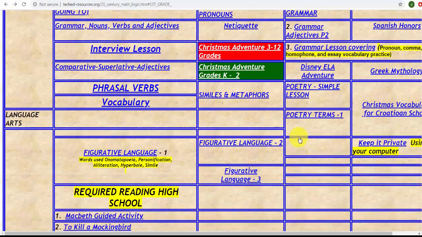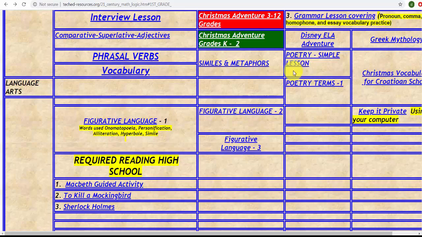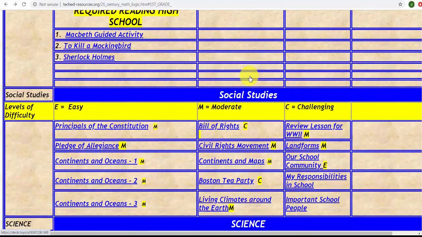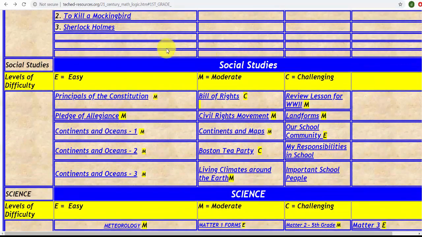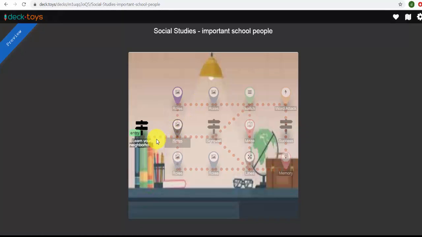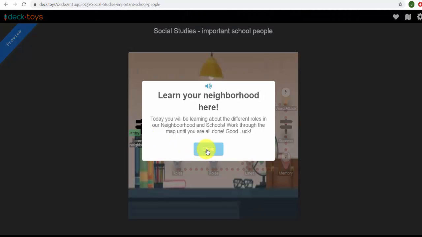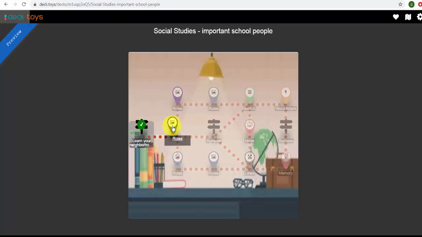Now we have all kinds of things here. Christmas Adventure, well, you click on those. Similes and metaphors, right? Macbeth, different books that you might be reading. Social studies, the Bill of Rights, which is good to know. Our community, the school community, my responsibilities in school, important school people. Well, let me click on that. Okay, learn your neighborhood, important school people.